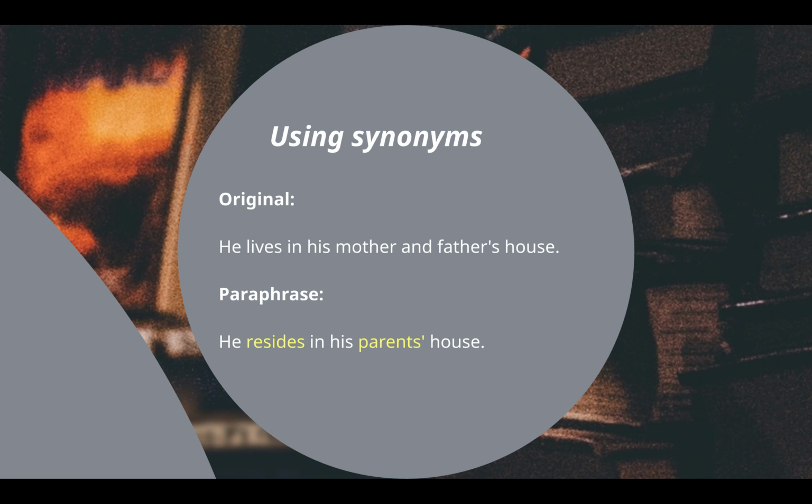If this is all you do when you're paraphrasing, this will not be a successful paraphrase, and it will still be plagiarism. But this is one of the ways, this is one of the things you'll be doing. You'll be combining this with the following 2.